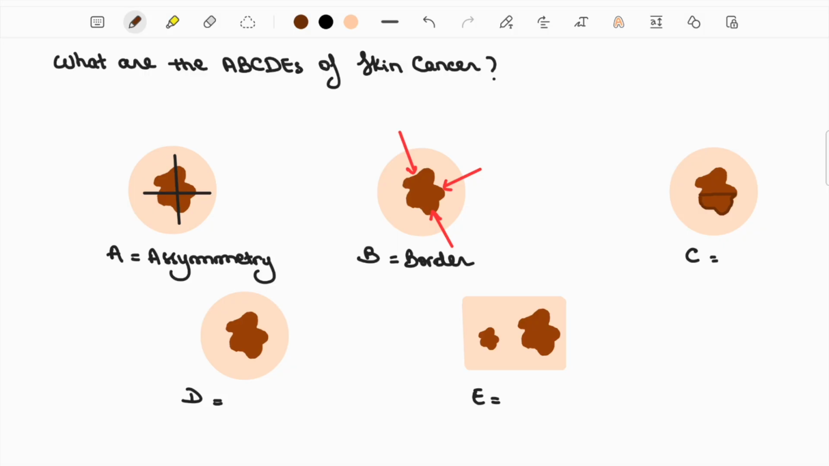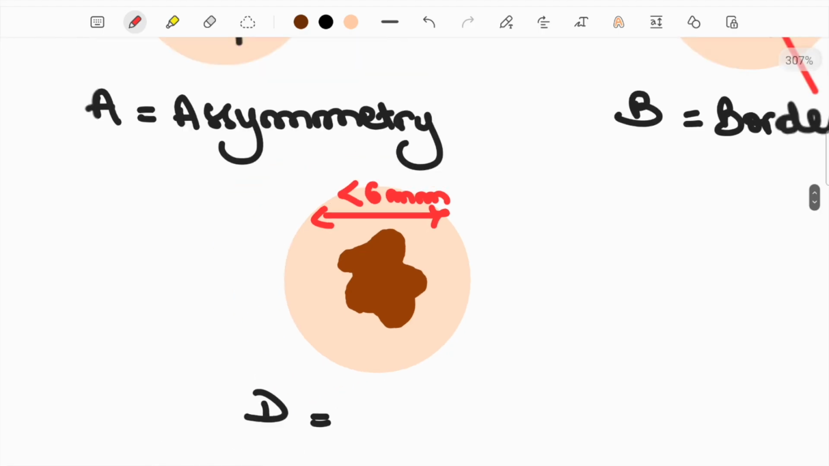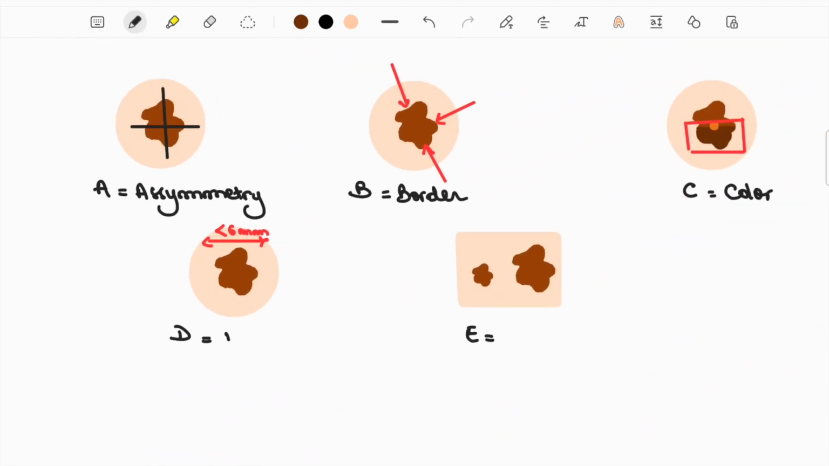C stands for color. Normal moles are usually one shade. Skin cancers often show uneven colors, different shades of brown or black. In more extreme cases, you may even see red or blue areas, which are particularly concerning. D stands for diameter. Most normal moles are small. Lesions larger than about 6 mm, roughly the size of a pencil eraser, deserve attention.